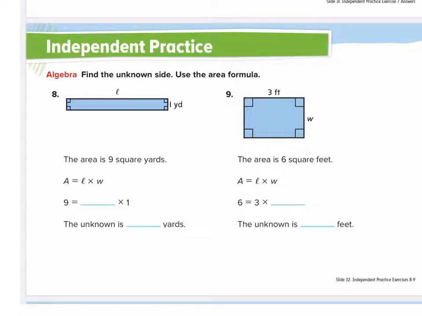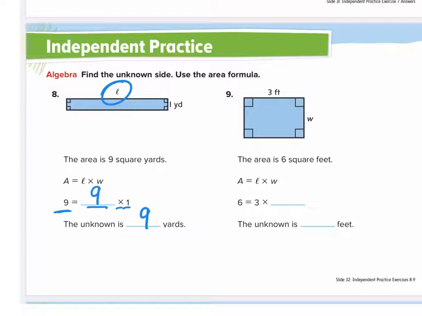Now we're using the formula to answer our questions. It says the area, our answer, is 9 square yards, but we don't know the length and we do know the width. So we have to know 1 times what equals 9, and 1 times the number that you're finding in your answer will always be the missing number. 1 times anything equals the other number. So the unknown is 9 yards for the length.